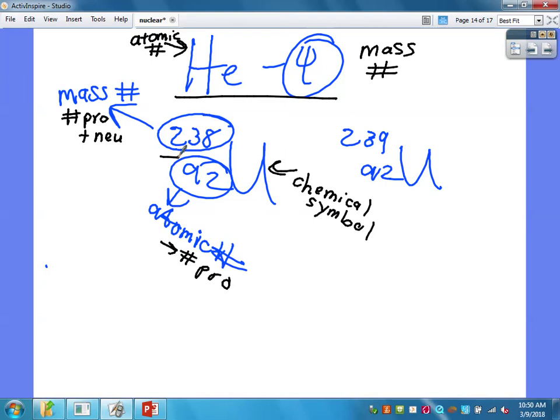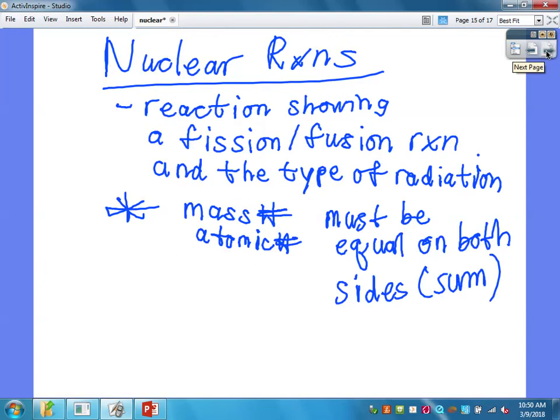If I just subtract these two numbers, that'll give me the number of neutrons if I need that. Okay? If I wanted to write U like the helium atom up here, it would be U-238. If I wanted to write the helium atom like the U down here, it would be He-4 2. Okay? The larger number is always on top for every element. So that finally leads us to nuclear reactions.